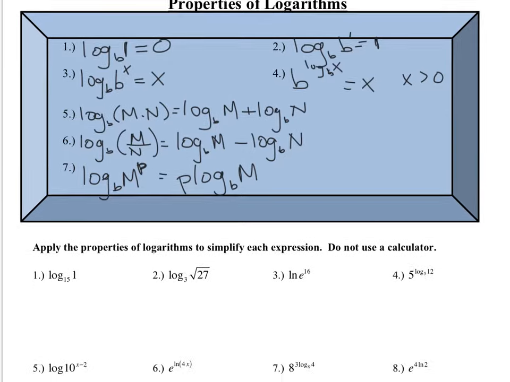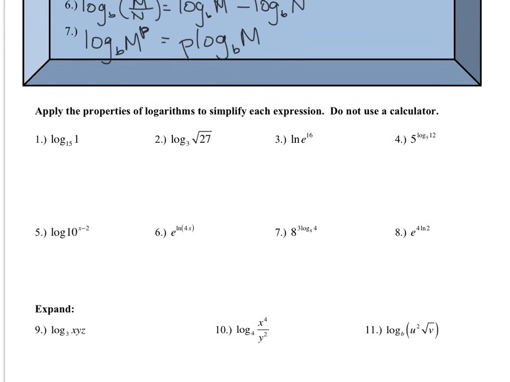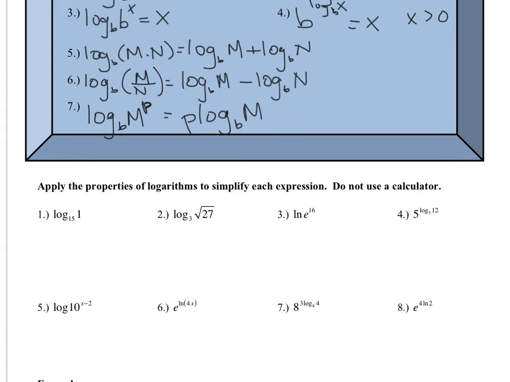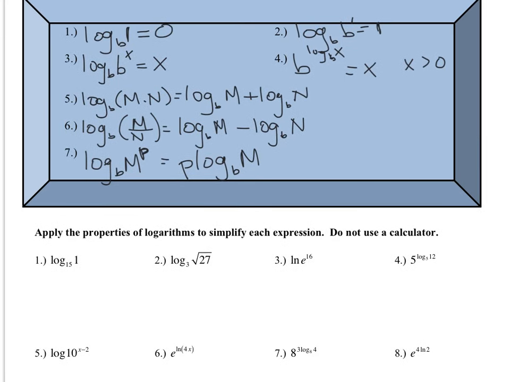So let's take a look at some of these examples. It says apply the properties of logarithms to evaluate. Do not use a calculator. Again, some of these we've already worked on, and some will be really quick, and this would be on a non-calculator part. For number 1, we have log base 15 of 1. Well, that's just property number 1. Log with any base of 1 is just equal to 0. So the answer for number 1 would just be 0.